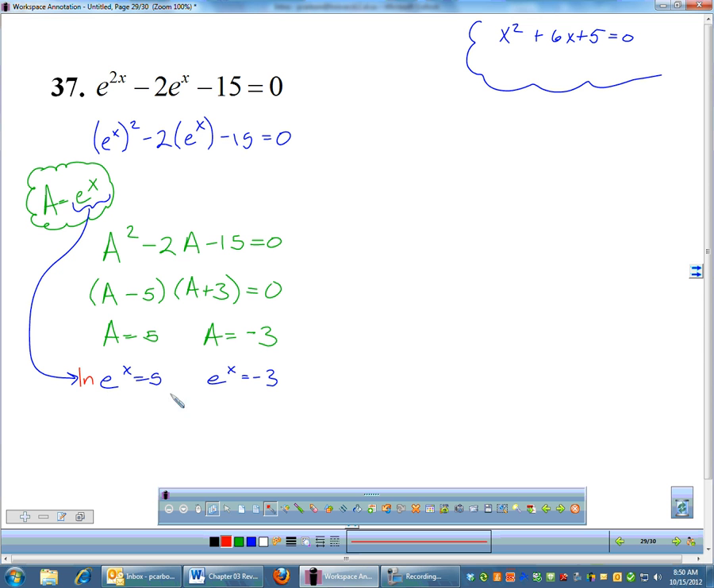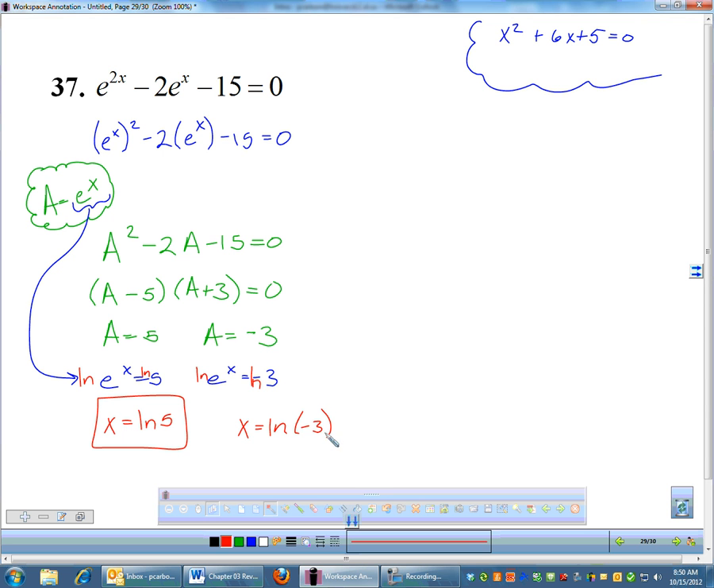So I'll do the ln, and so ln of e to the x is just x. That's one of the properties of logs. ln of e to the x is x, equals the ln of 5. And there's one answer. And then if I take the ln of this one, ln of e to the x equals ln of negative 3. That's x equals ln of negative 3. But remember, you cannot take the log of a negative number. So we throw that one out, and our answer is x equals the ln of 5.